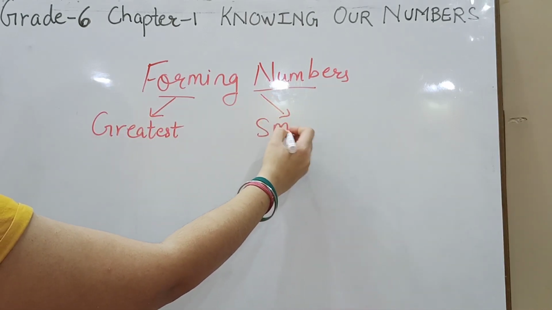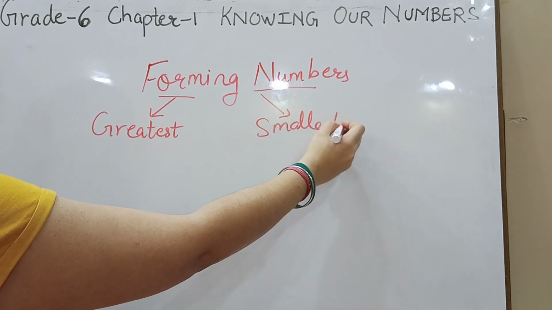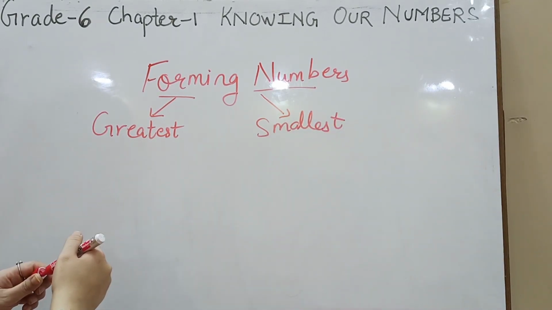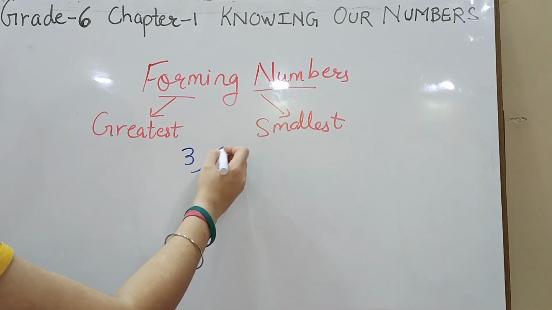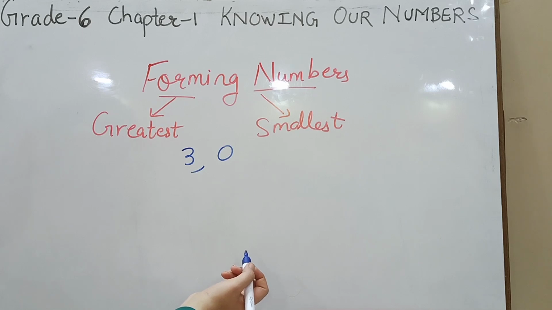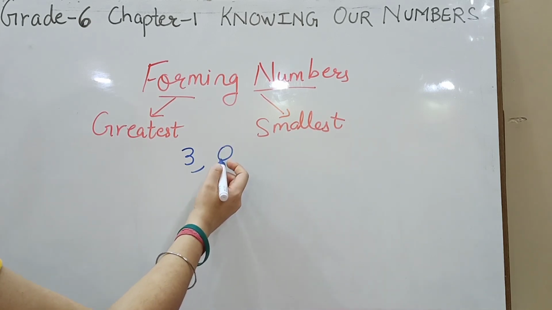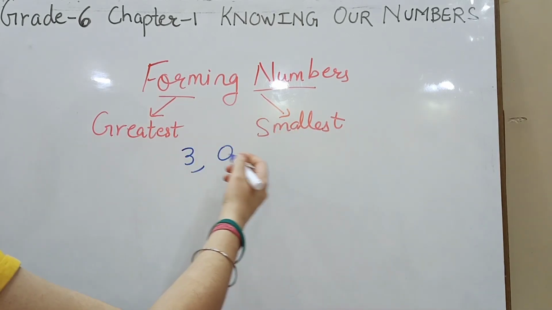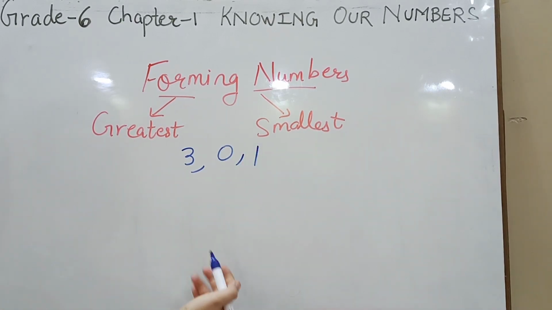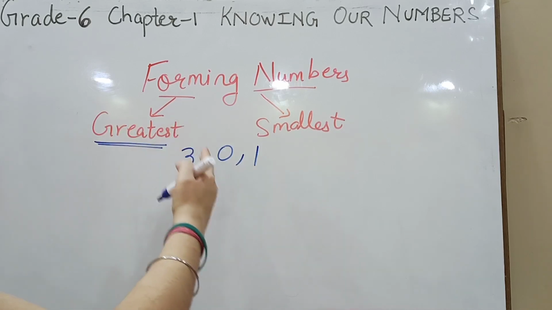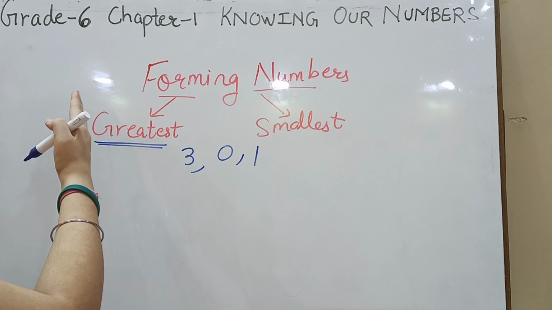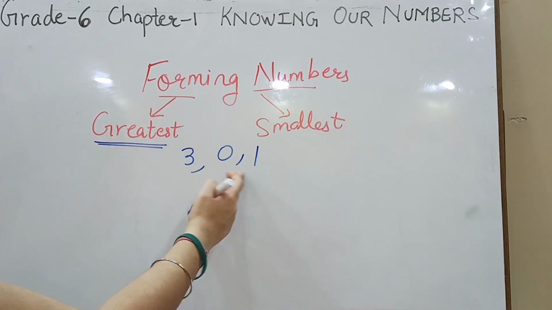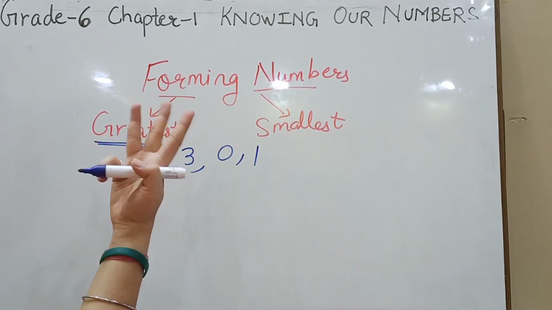So when we talk about the greatest number, let me give you an example. If I say I have two digits, that is 3 and 0, or let's take a little bit more, 3, 0, 1. If I tell you to form the greatest number, now remember, whenever you are talking about the term greatest number, the greatest number has the highest place value. That means obviously there are 3 digits, so they are going to be a 3-digit number.